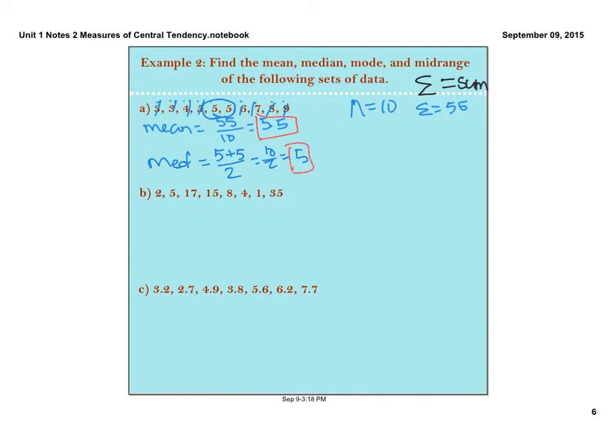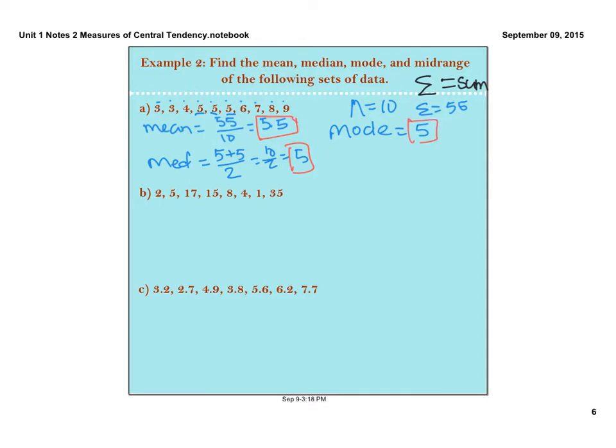The mode in this case is the one that appears the most. Here, let me clear this off a little bit so we can see a little better. My mode here is going to be the one that appears the most, which is 5, the one that appears 3 times, which is the most. So my mode is 5. Okay, erased my little box.